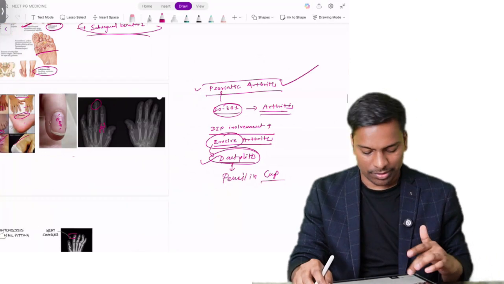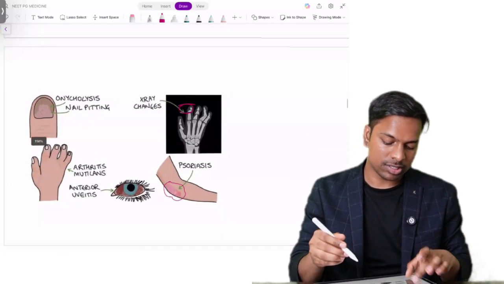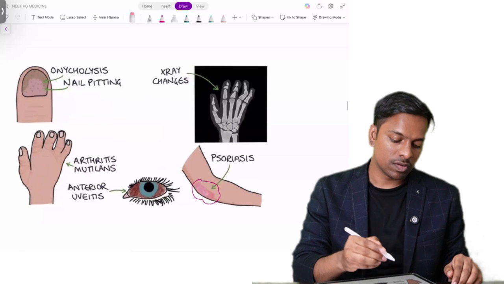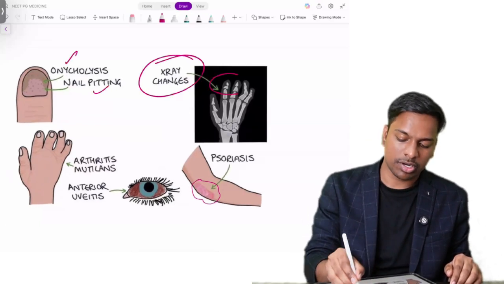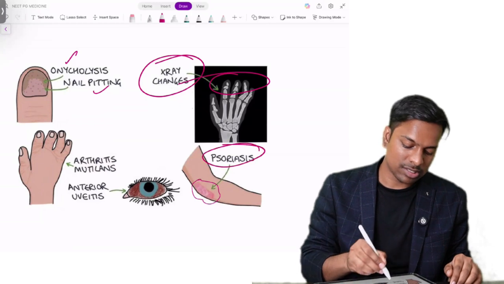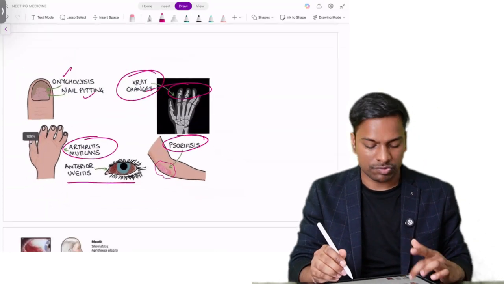Coming on to some other types, but before that, let's go through this again. Sometimes onycholysis and nail pitting can occur, along with X-ray changes. We already discussed the pencil-in-cup deformity. Psoriasis can be there, arthritis mutilans can occur, and enthesitis. So this is psoriatic arthritis, which we already discussed.